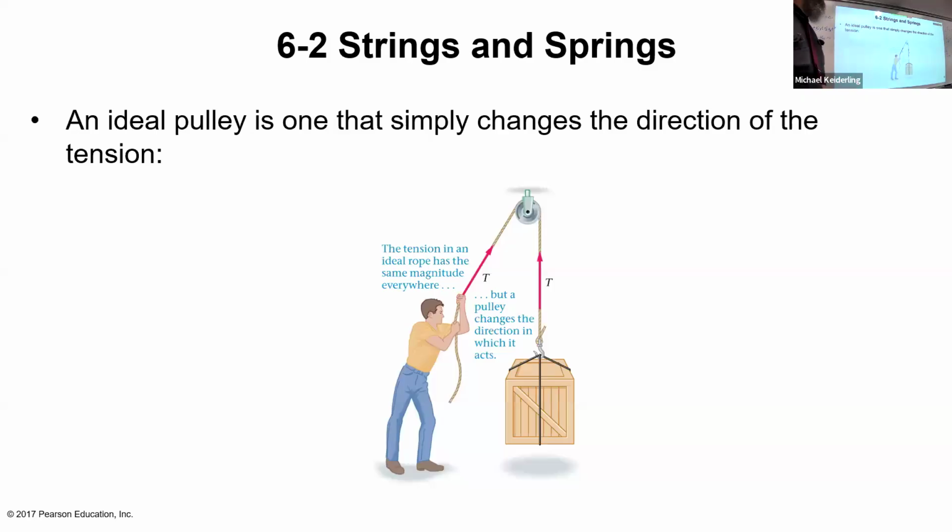So the tension in an ideal rope has the same magnitude everywhere, and a pulley just changes the direction in which it acts. So if you have a single pulley, it allows you to pull downwards to create a tension force that lifts upwards. That is helpful. Turns out if you have more pulleys, you can pull downwards to get a bigger force with like a block and tackle. But it's all just redirecting the tension.